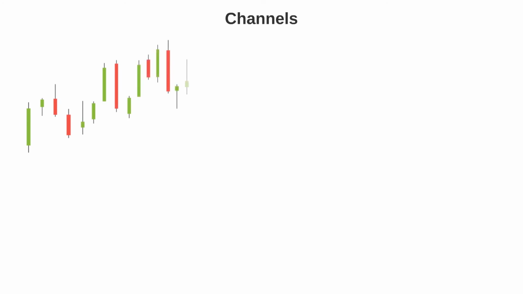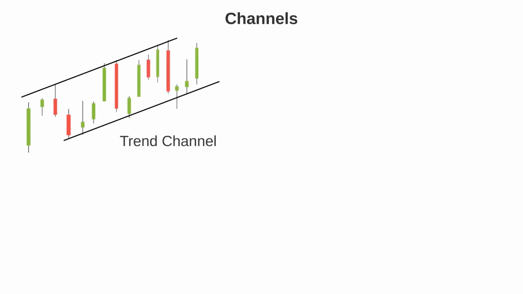Now let's move on to channels. Price channels appear in both trending and ranging markets, and are identified by an upper and lower boundary. A trend channel will be made up of two parallel diagonal lines, between which the price will be bouncing whilst either making progress to the upside or to the downside, depending on whether the market is uptrending or downtrending.